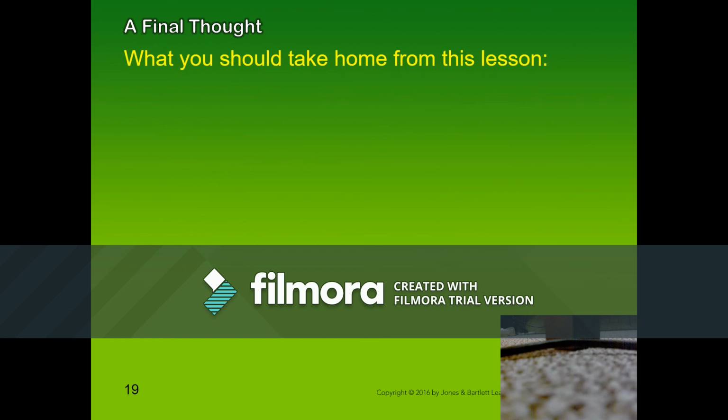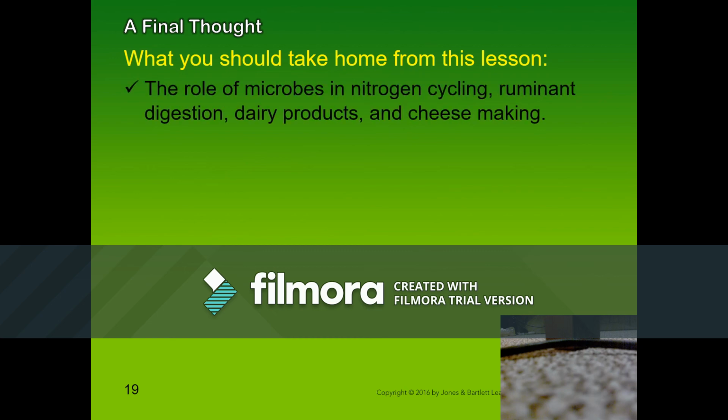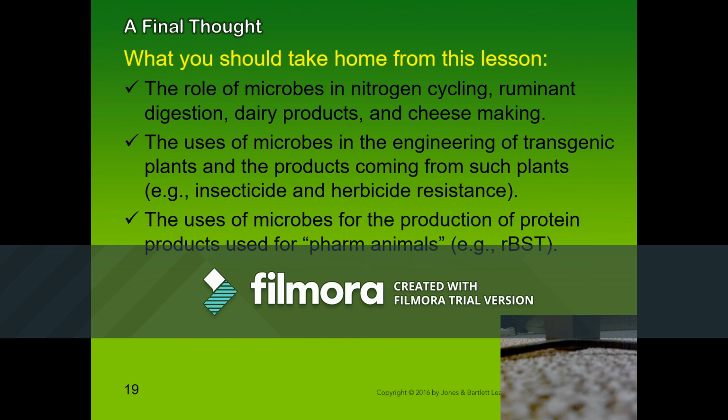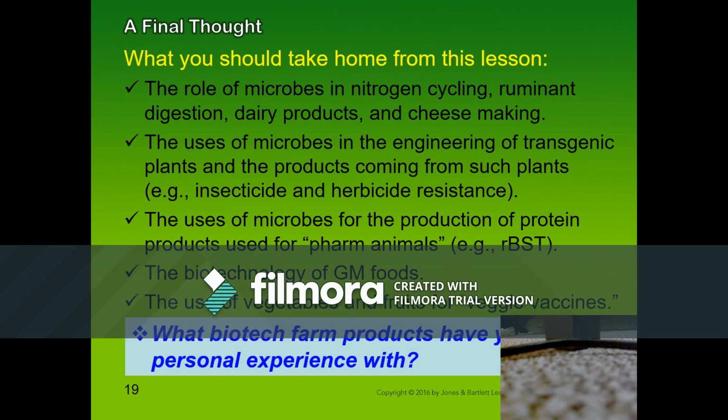So what should you have learned from this lesson? The role of microbes in nitrogen cycling, ruminant digestion, dairy products, and cheese making. The use of microbes in the engineering of transgenic plants and the products that come from such plants. The use of microbes in the production of farm animals. The biotechnology of genetically modified foods. The use of vegetables and fruits to produce veggie vaccines.